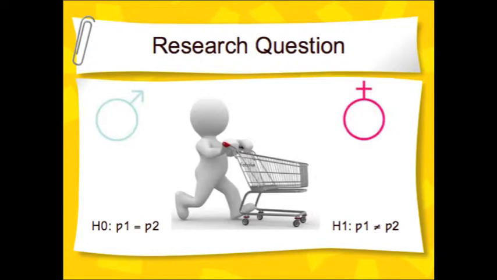To test this, we used the research question: is there a difference in the proportion of men who return their shopping carts and the proportion of women who return their shopping carts? Our null and alternative hypotheses are as follows. Proportion 1 equals proportion 2, or proportion 1 does not equal proportion 2. Note, in all chi-square tests, the alternate hypothesis will always be two-sided, or simply not equal.